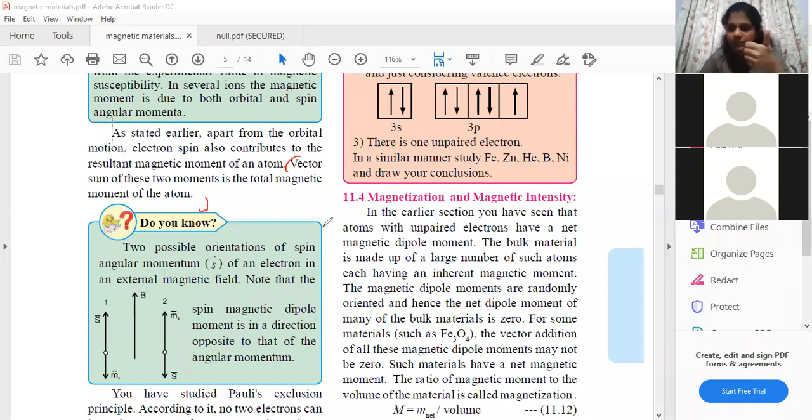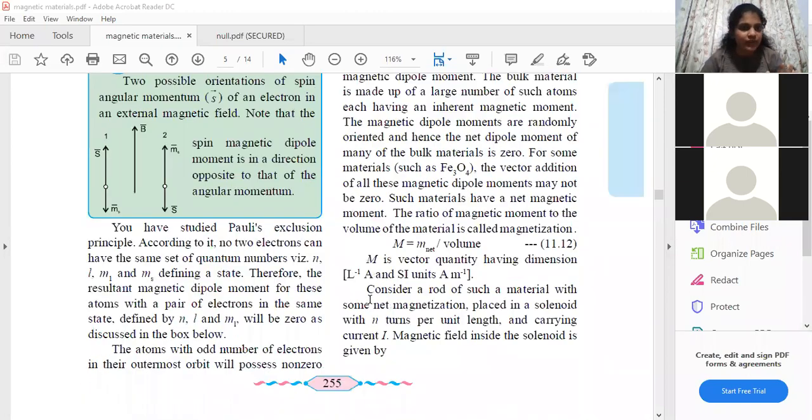So the orbital M orb is the orbit magnetic moment. Yes or no? So the magnetic moment of the orbit and the magnetic moment of the electron because of the spin, both of them combine to give me the total magnetic moment. Okay, fine. That is very obvious. All right, let's move ahead.